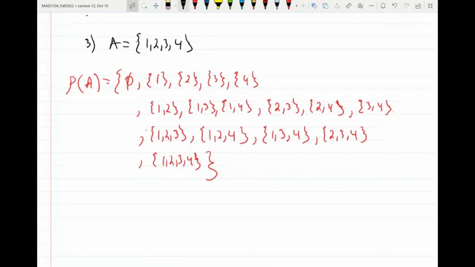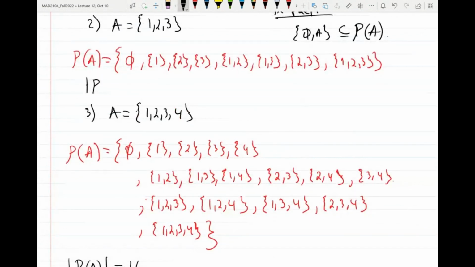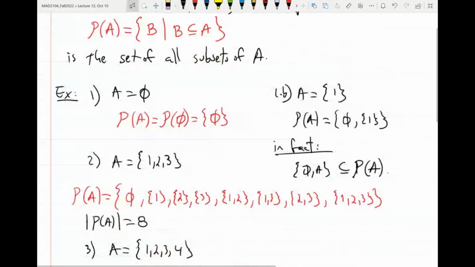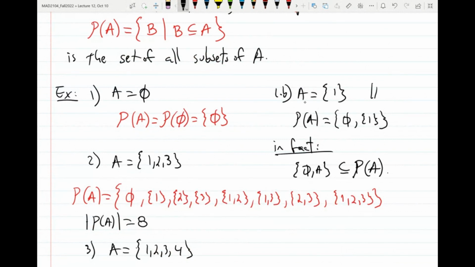So let's write this down. Notice that in this case, the cardinality of the power set equals 16. In the case before, the cardinality of the power set equals 8. And then I guess over here, what was the cardinality of the power set? It's 1. And no, 2. And over here, the cardinality of the power set was 1. Right? Let's try to see if we find a pattern.